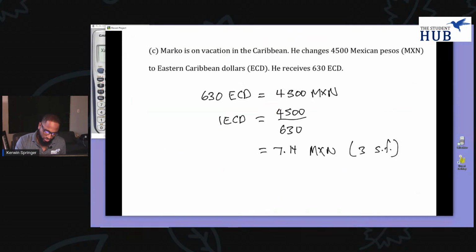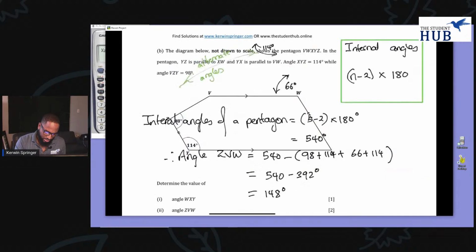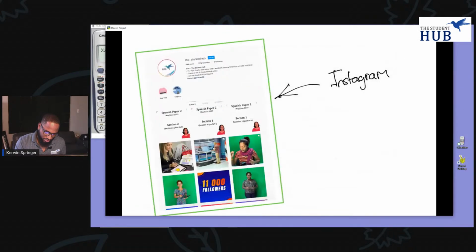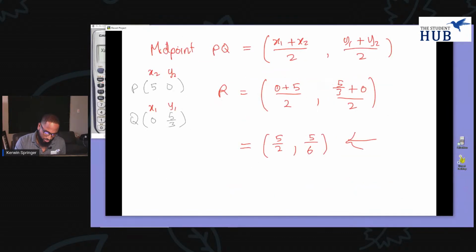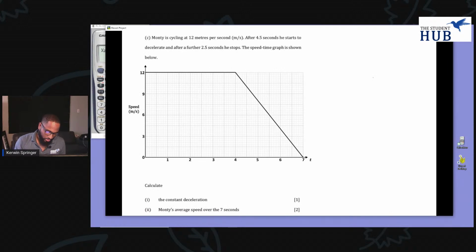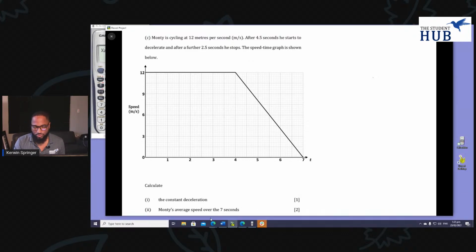2021. This is 2021 or 2019? I think it's 2021. Next thing that I'm going to bring up for you all is, before we go, this question. So this is a speed time graph. This is a speed time graph. We'll be looking into this question, right?